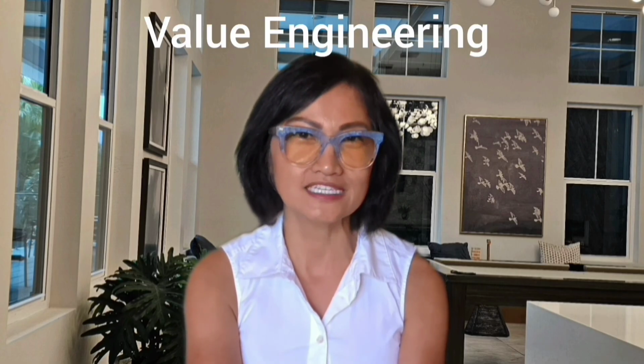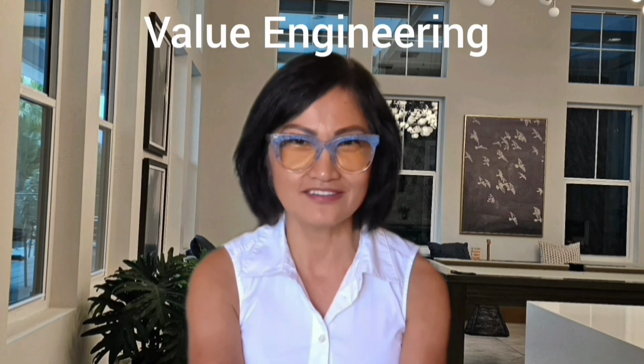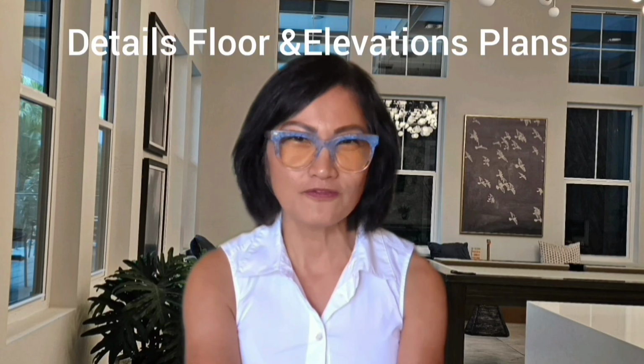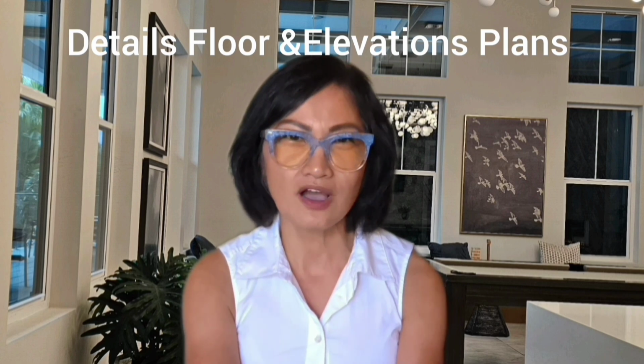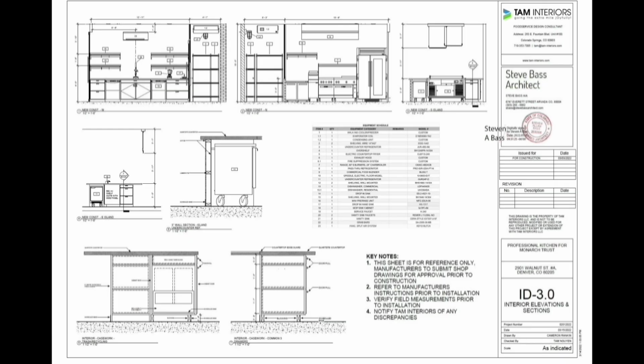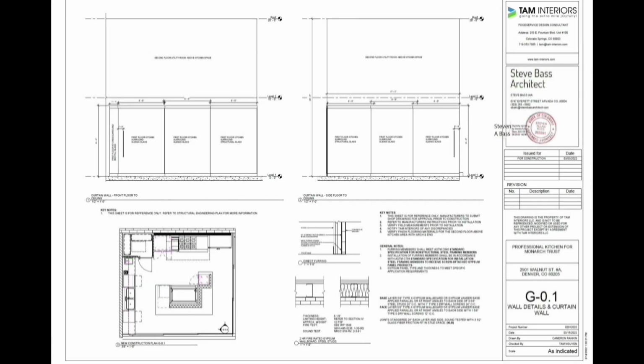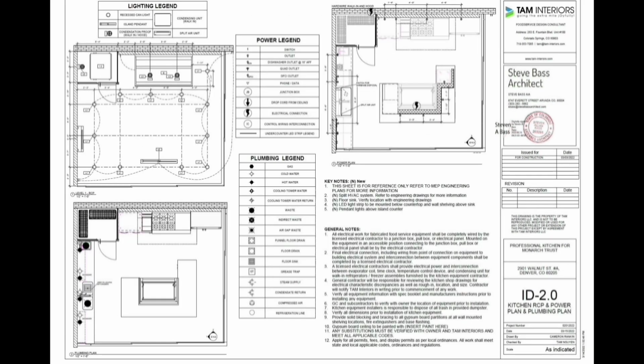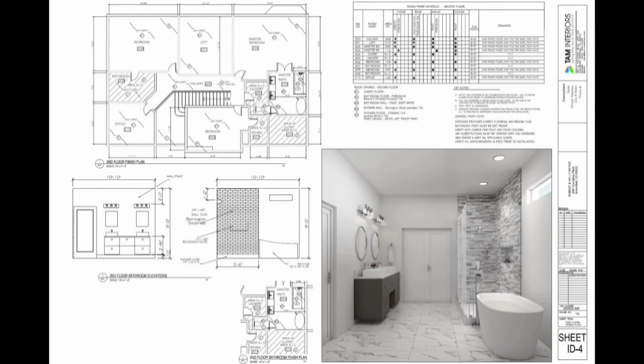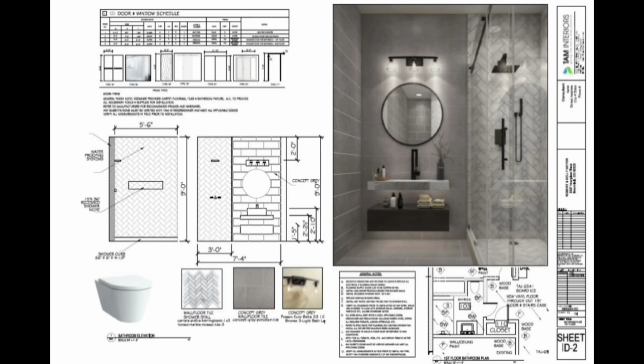If the estimate comes in higher than the client's budget, this is the phase where value engineering can still be applied efficiently and economically. Start with step number 1. Refine and detail floor plans and elevations. Transition from concept design into precise scale drawings. Finalize room dimensions, wall types, and exact placement of doors, windows, and fixtures. Develop detailed elevations and sections for critical spaces such as kitchens, bathrooms, and custom millwork. Confirm clearances, proportion, and construction feasibility.